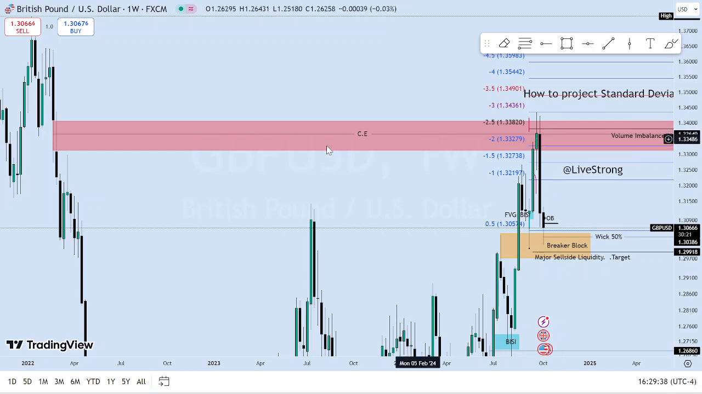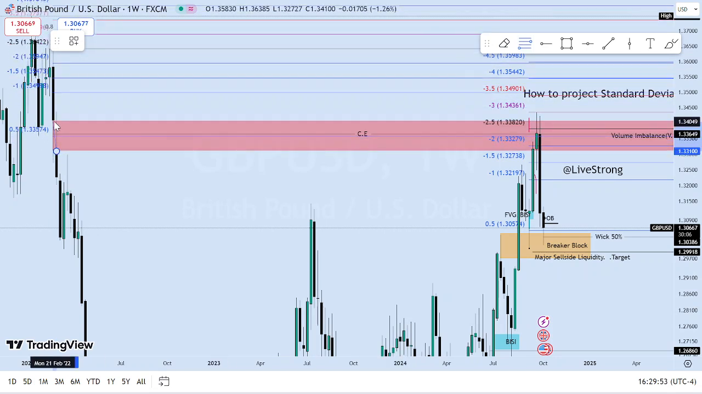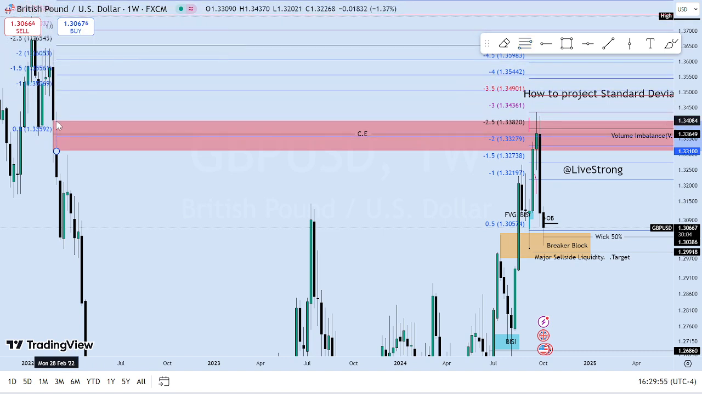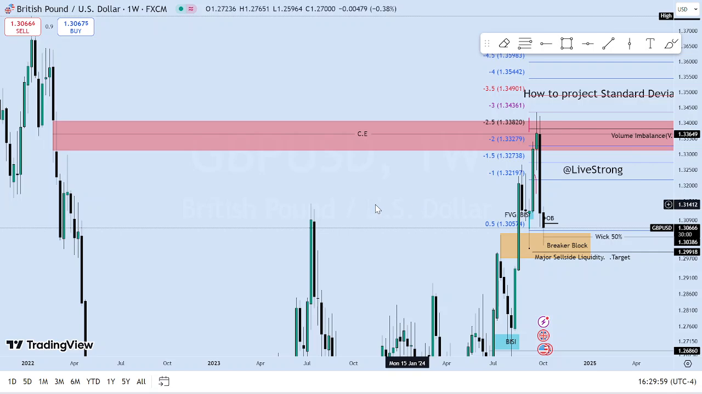The body closed at the 50% of it, that's consequent encroachment. To get the consequent encroachment of any inefficiency, you use your Fibonacci to get the 50%. You anchor from the high to the low. So the blue line is our 50%.